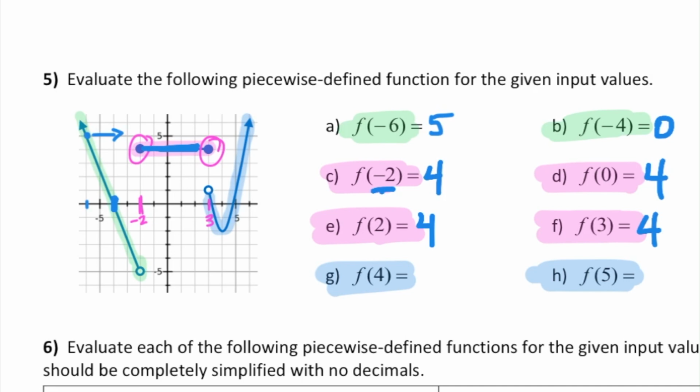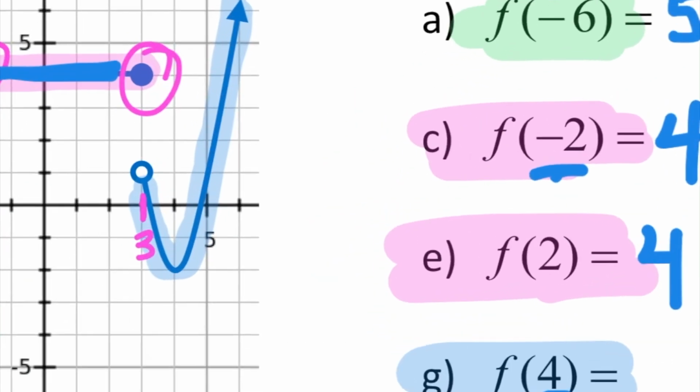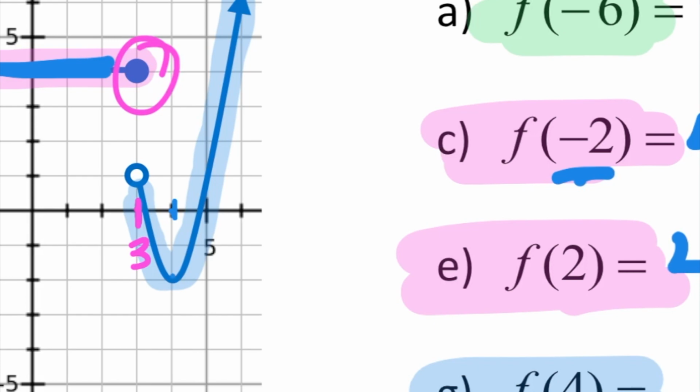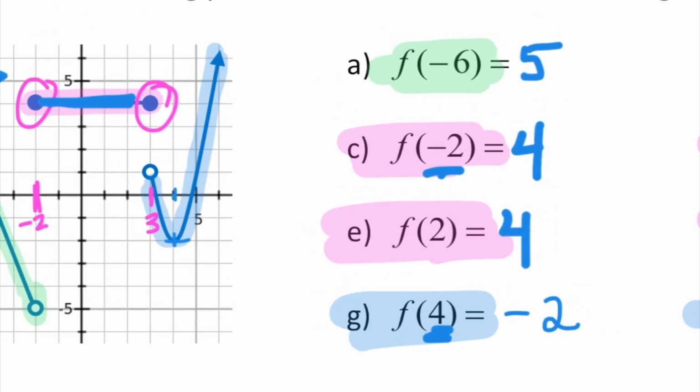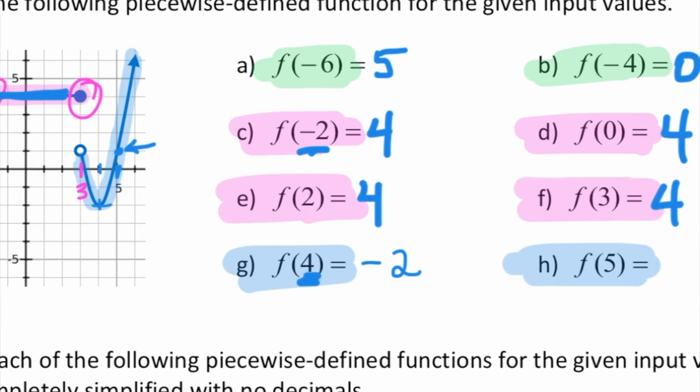And then in the blue section, where x is 4, the graph is -2. And where the x is 5, the graph is +1.